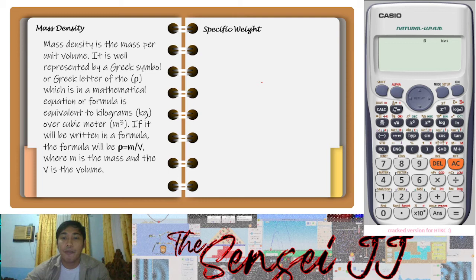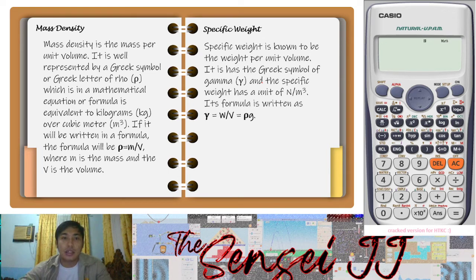Next, we will be having the specific weight. This is not as difficult to understand as the mass density. Specific weight is the weight per unit volume. It has the Greek symbol gamma, which looks a little like the letter Y, and it has a unit of Newton per cubic meter. Its formula is gamma, or specific weight, equals weight per volume, or equivalently mass density times gravity.